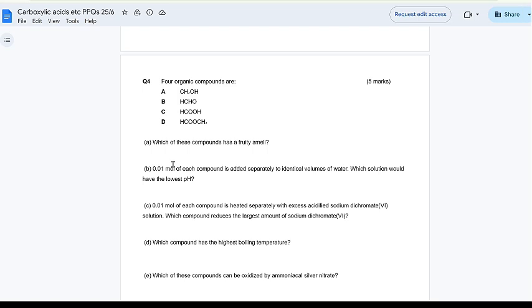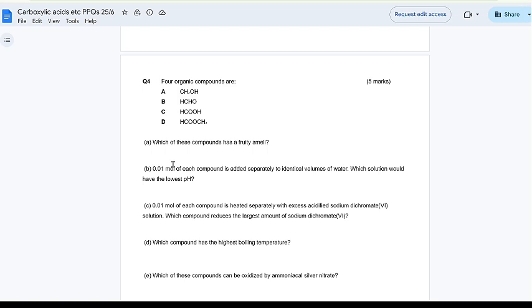0.01 mole of each compound is added separately to identical volumes of water. Which solution would have the lowest pH? I mean, C I immediately know is going to have a low... Oh no, high. No. Lower pH. Lowest pH. Well, obviously it's not going to be A. And obviously it's not going to be B, right? So we're between C and D here.